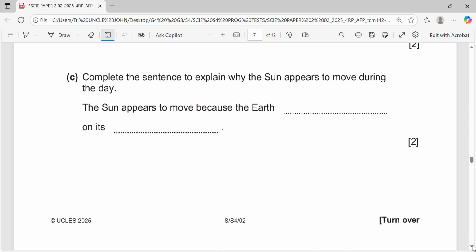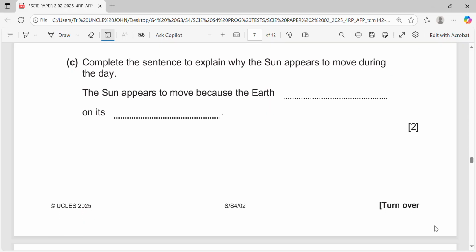Complete the sentence to explain why the sun appears to move during the day. The sun appears to move because the earth spins on its, or you can say rotates, but better you use the word spins on its axis.